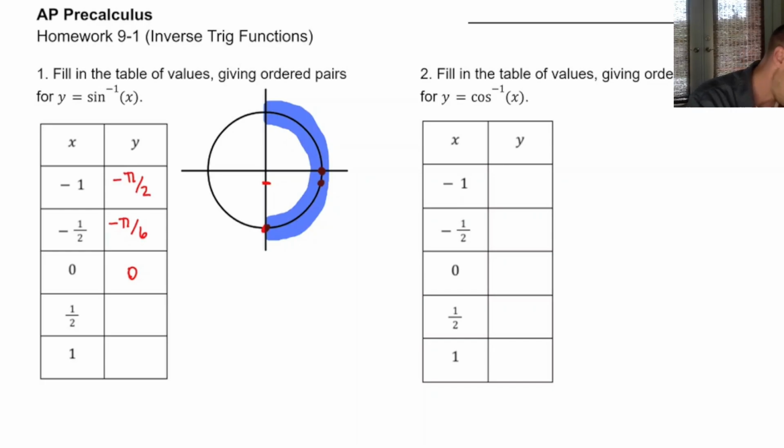Inverse sine of a half. Where on the circle is sine most obviously equal to 1/2? That would be right here at pi over 6. Not very far up on the y-axis. That's what a half is. It's the first stop on the unit circle, is what I like to say. So that's theta equals pi over 6. And where is sine equal to 1 on the unit circle? Where is it most obviously equal to 1? Right here at pi over 2.